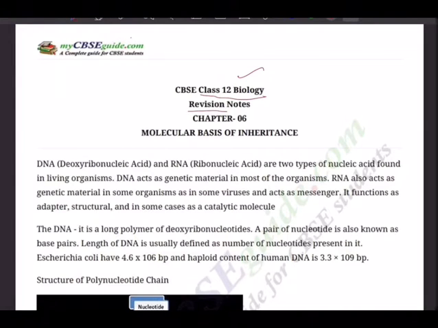We are into the revision mode, and in this session we are going to revise a very important chapter having maximum marks in your CBSE board exam for your batch, that is molecular basis of inheritance.